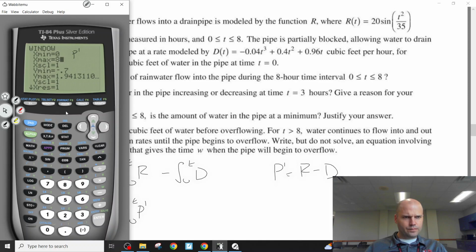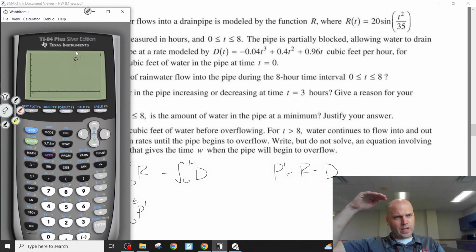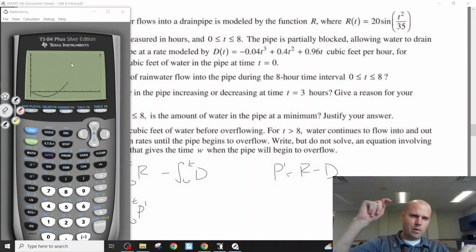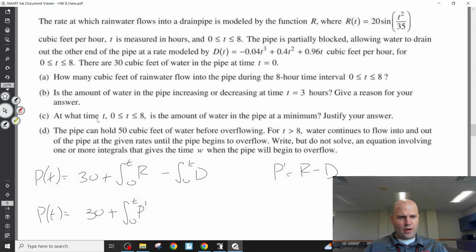Over the interval, zoom fit. We got everything set up. We got our rate in graphed, we got our rate out graphed in y1 and y2. We have y1 minus y2, which is rate in minus rate out, which is p prime. We got our derivative, p prime graphed. We're ready to find anything that we want.